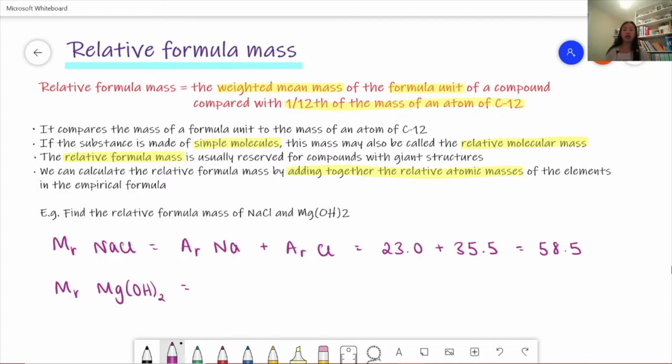sum of all of the relative atomic masses. So we have the relative atomic mass of magnesium, which is 24.3. And then we have two oxygens. So we have 2 times 16.0. 16 is the relative atomic mass of oxygen. And then we have 2 hydrogens. So that would be 2 times 1.0. And so this gives us 58.3.